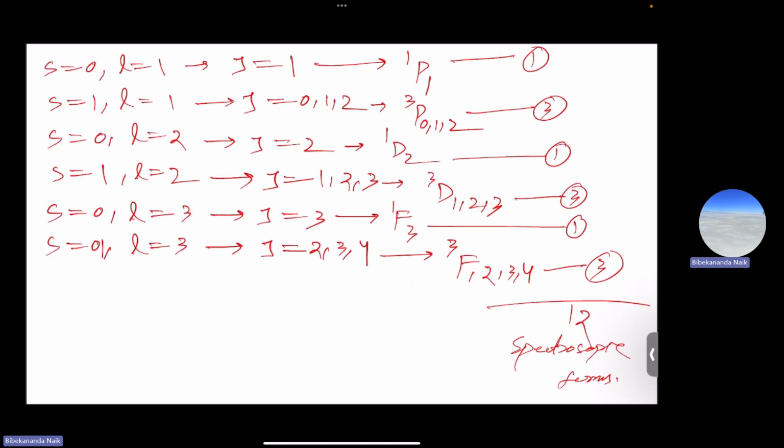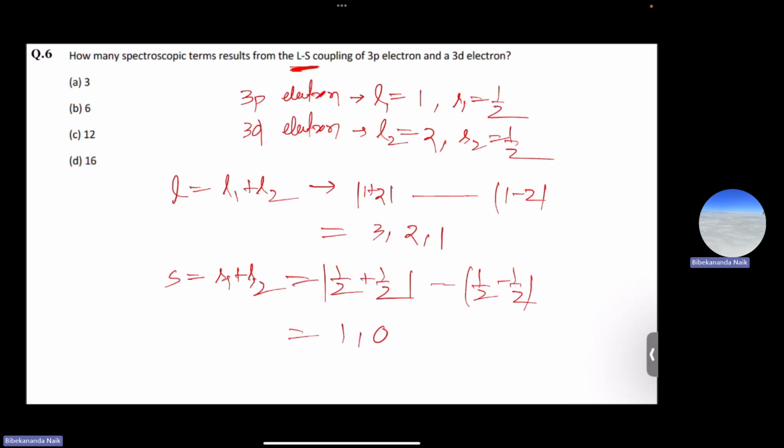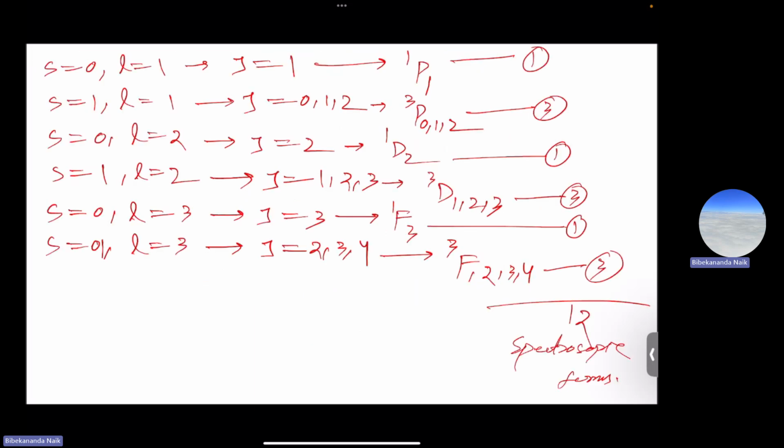So there will be 6 combinations. Since there are 3 L values and 2 S values, there will be 6 combinations of L and S. Since here S is equal to 1, 2S plus 1 is 3, so there will be triplet terms. For 3S1 values, there are 3 triplet terms, 3 into 3, 9.